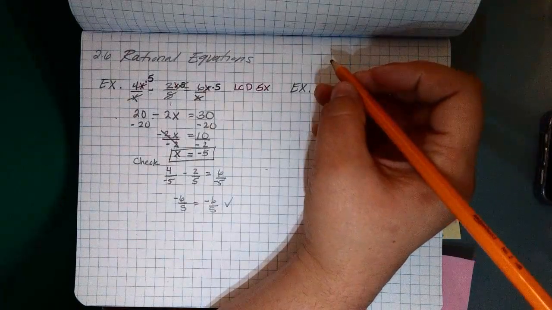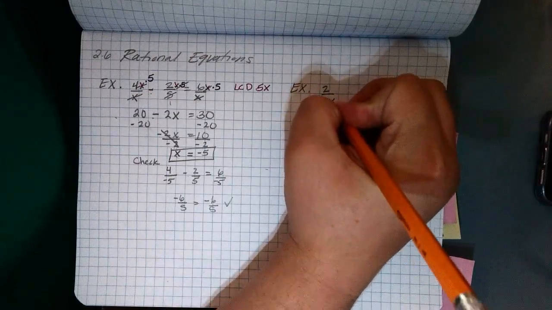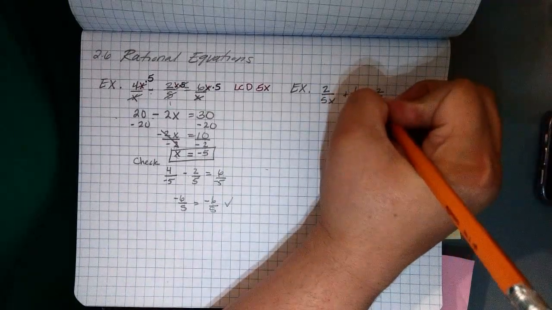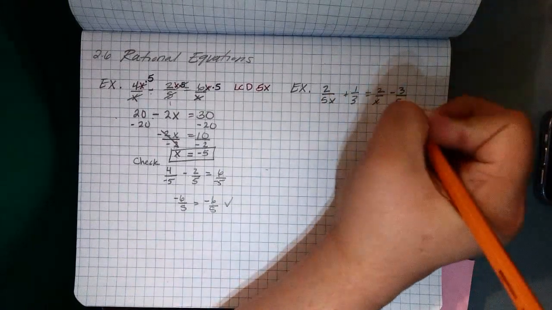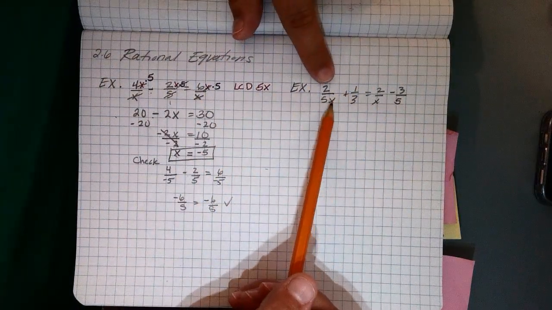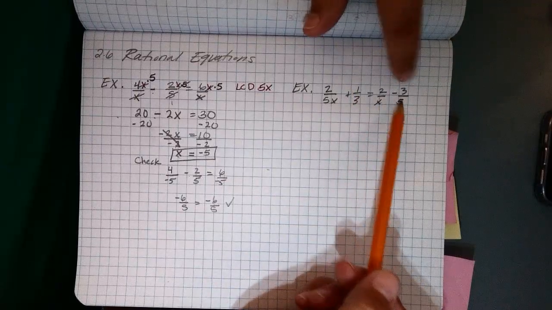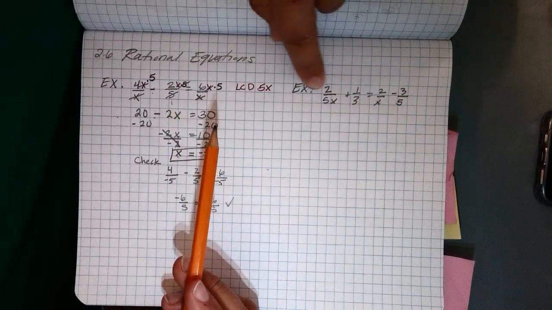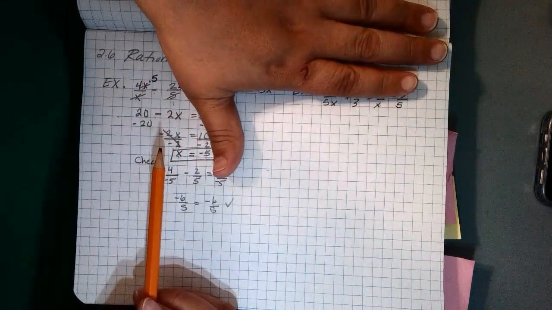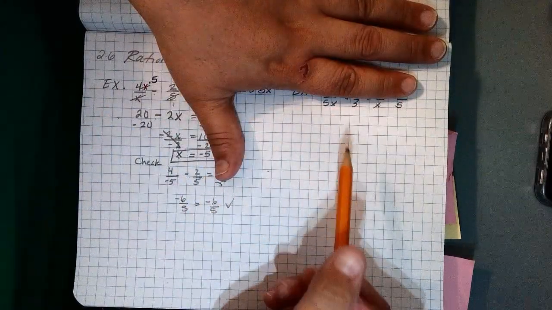What happens, let's do this one. 2 over 5x plus 1/3 equals 2 over x minus 3 over 5. Okay, so you could use the same trick that we used over here, multiply by 5x, multiply by 3, and then continue on from there.